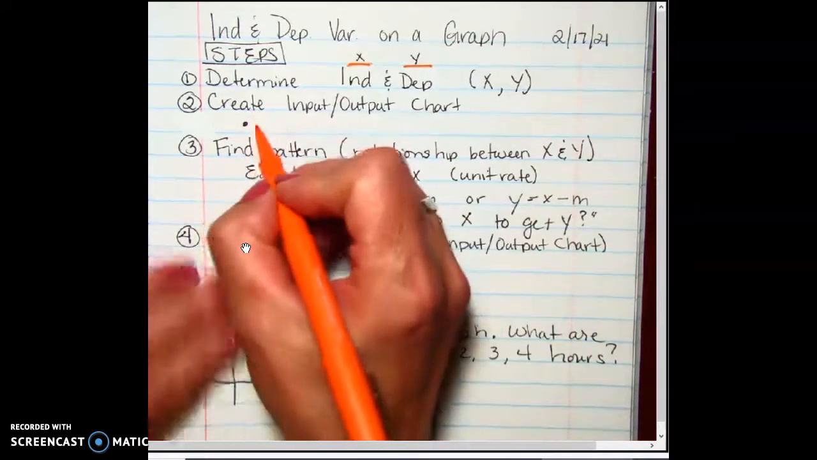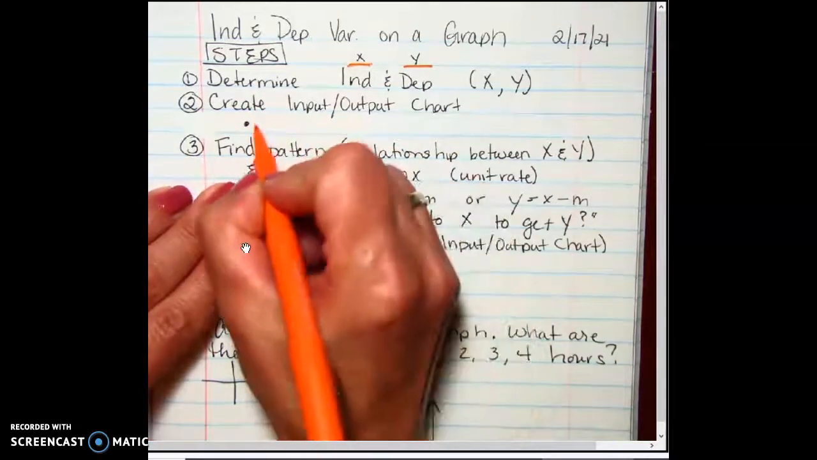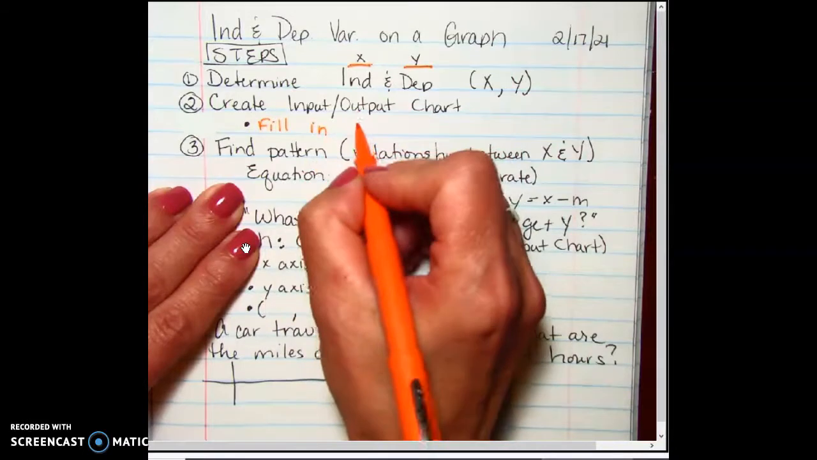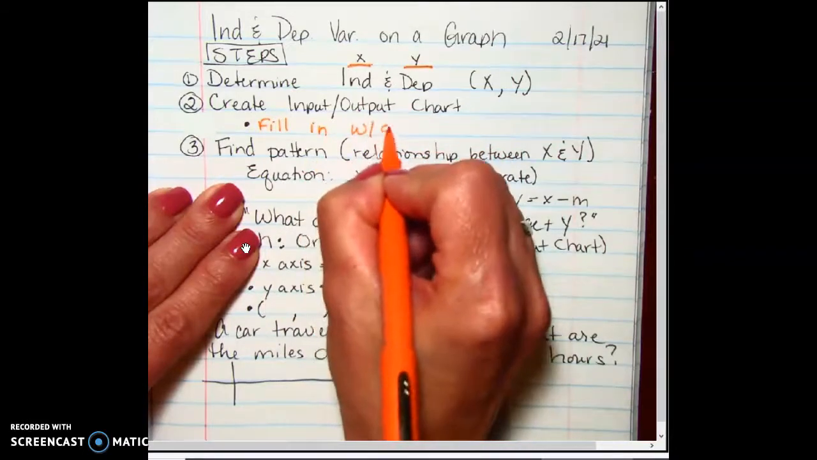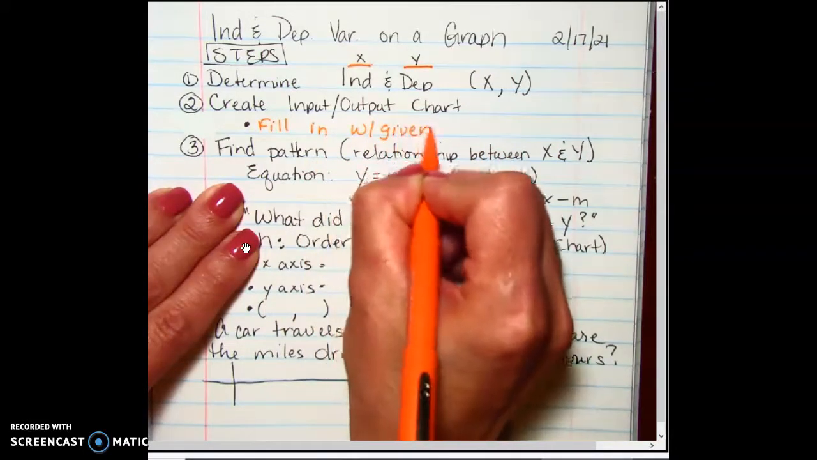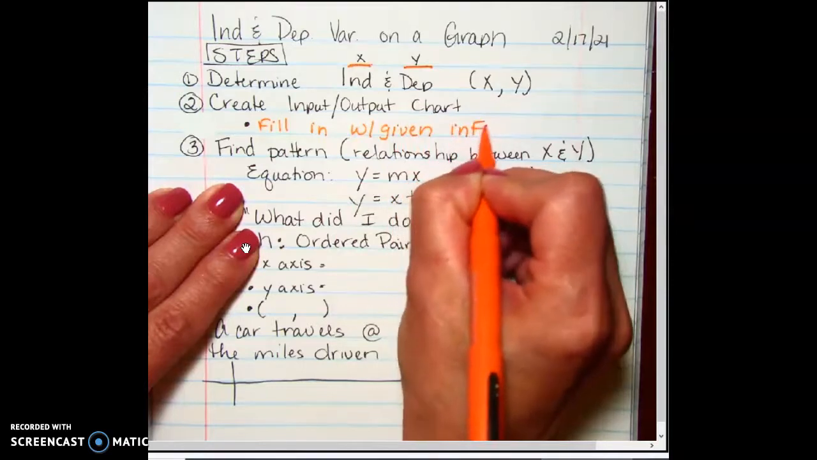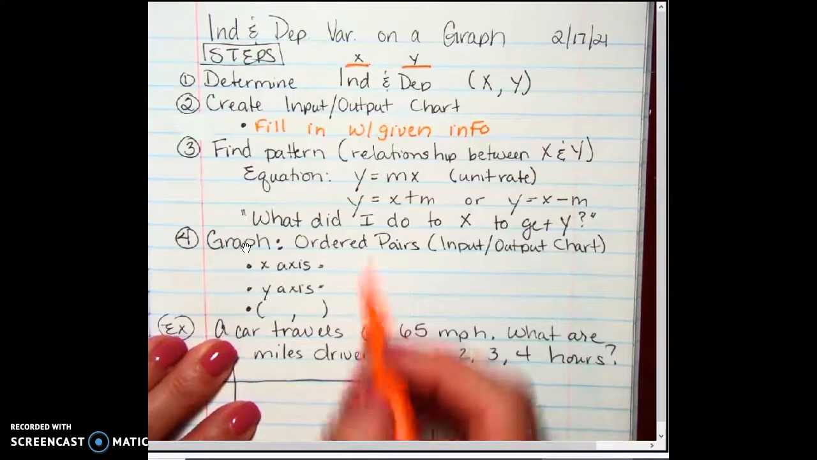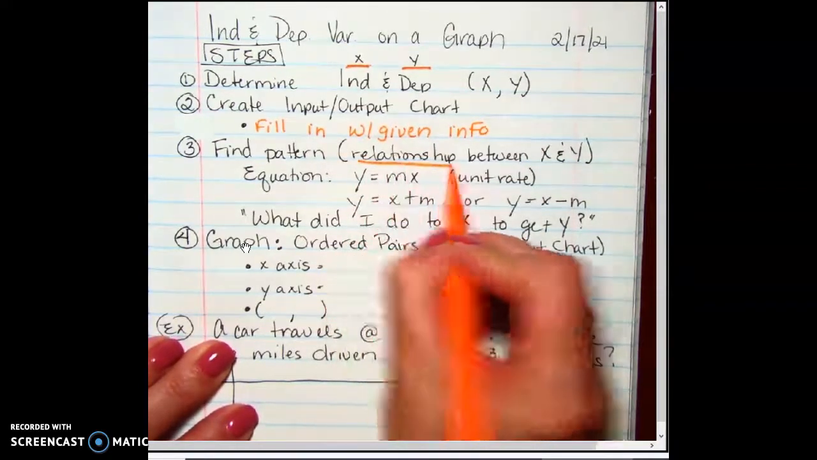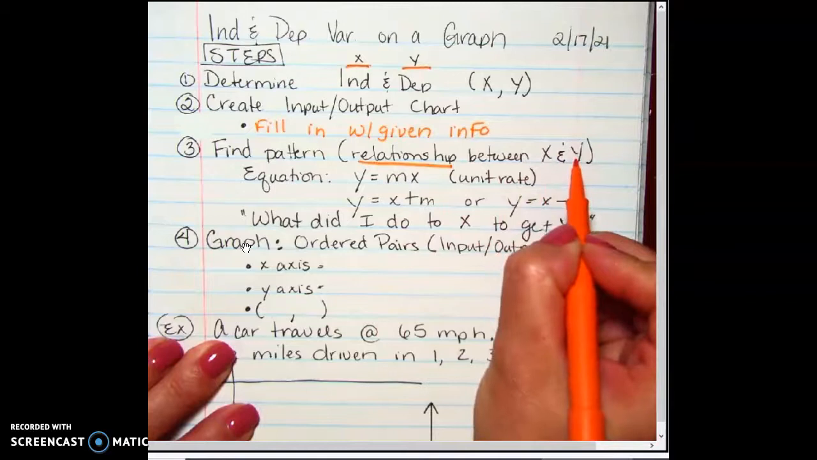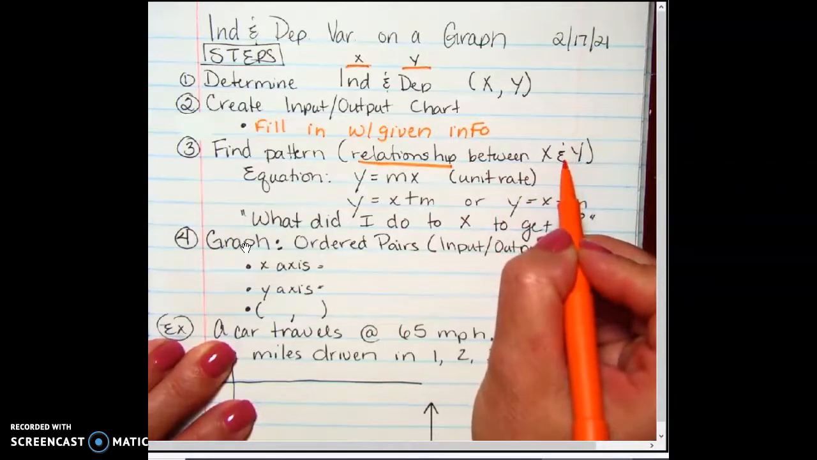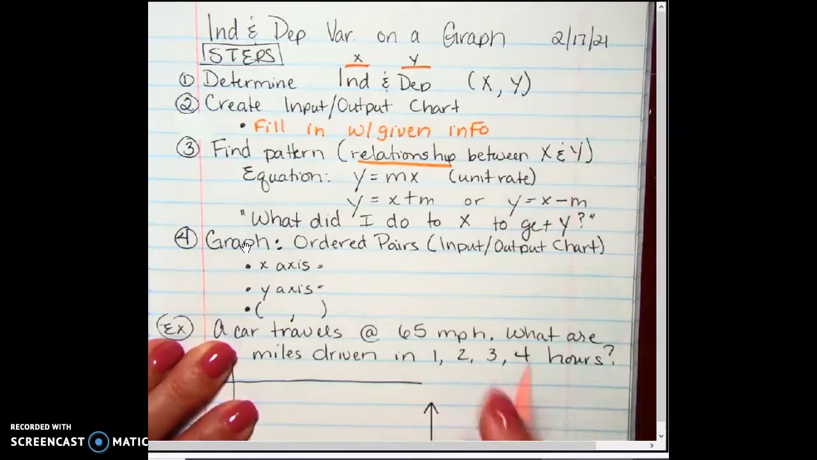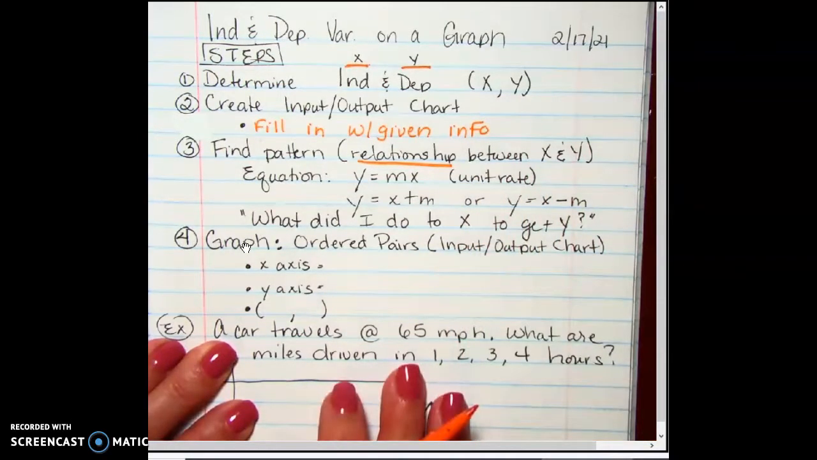When we create the input-output chart, we need to make sure we fill it in with the given information. So we get a lot of information in our scenario or our example. Next, we need to find a pattern. We're looking for a relationship between x and y. Now, there is a relationship within y, how we find our unit rate, but we're looking for x and y, but we'll talk more about that.